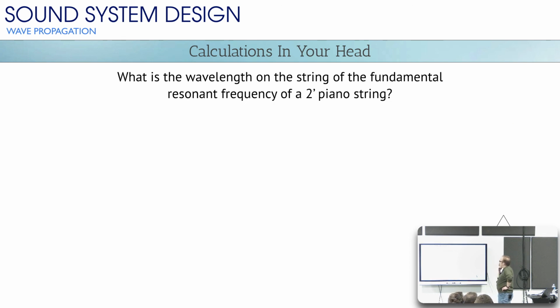All right, what is the wavelength on the string of the fundamental resonant frequency of a 2-foot piano string? The string is attached on each end. I'm just looking for the wavelength, not the frequency, because the frequency is kind of complicated on a piano because of mass. So what would the wavelength be? 4 feet, yeah.